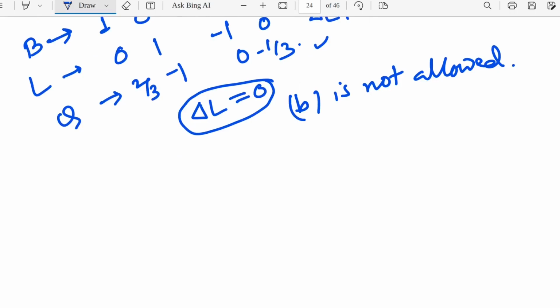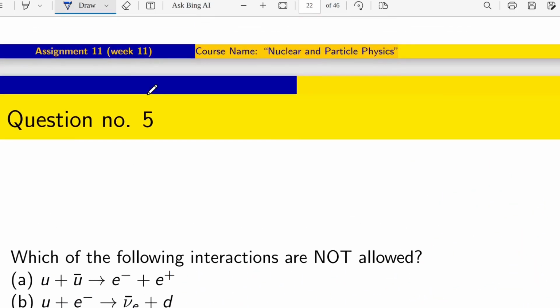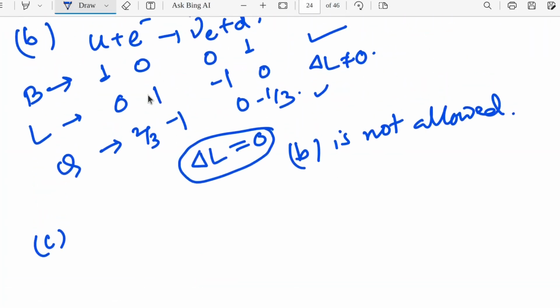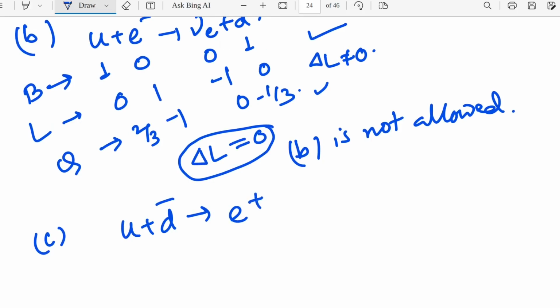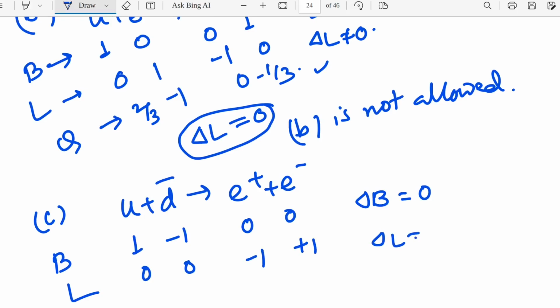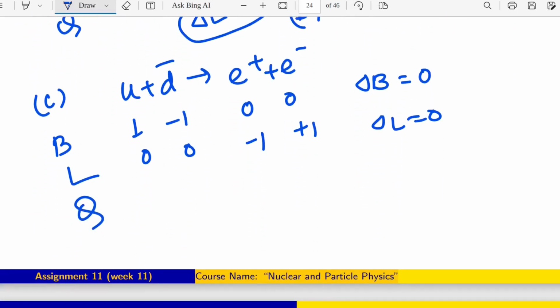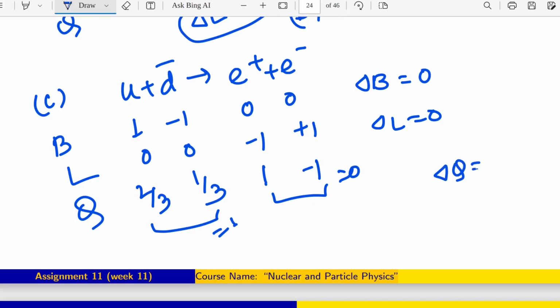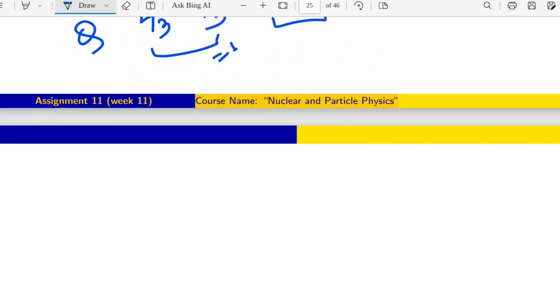Okay. Now coming to the C option. U plus D bar, E plus E minus. Okay. B: plus 1, minus 1, 0, 0, fine. L: 0, 0, minus 1, plus 1, that is also fine. Now coming to the Q value, this is 2/3, 1/3, plus 1, minus 1. Now you can see that plus 1 minus 1 can give you 0, but 2/3 plus 1/3 will give 1. So that means delta Q is not equal to 0. As delta Q is not equal to 0, our C is not allowed.